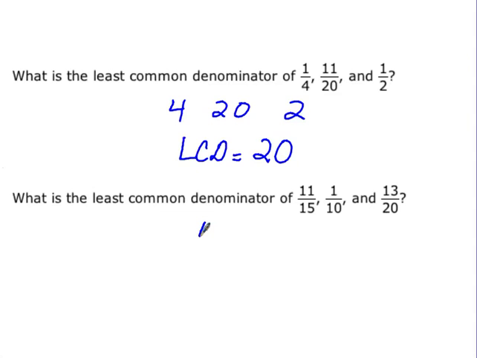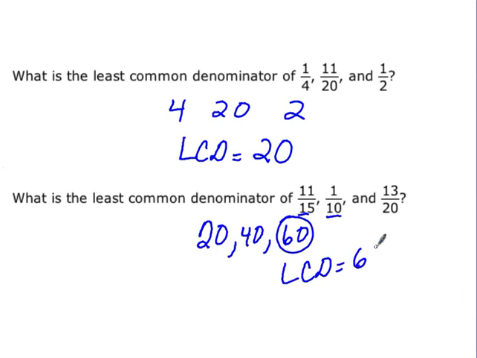Still, we could just count by 20s until we find something that 10 and 15 will both divide into. Well, 15 won't divide into 20 evenly, so the next multiple of 20 is 40. 15 won't divide into 40 evenly, so the next one is 60. And then we finally find one. Hey, 60 is divisible by 15, so our least common denominator is 60. Not too bad.